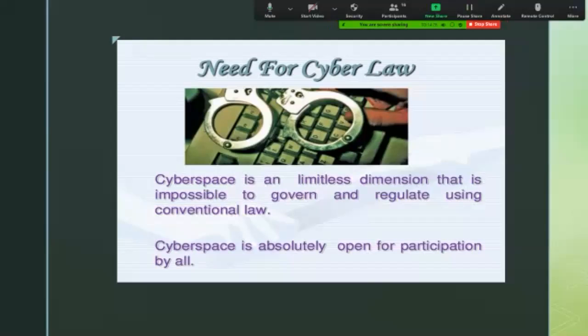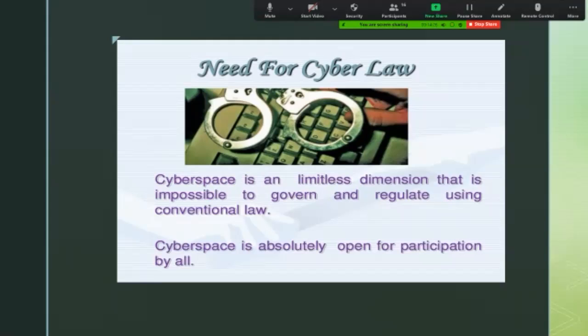Identity theft and cheating by personation I have discussed in an earlier class also. It comes under section 66C of the IT Act, which prescribes punishment for identity theft and provides that anyone who fraudulently or dishonestly makes use of the electronic signature, password, or any other unique identification feature of any other person shall be punished with imprisonment or with a huge amount of fine.